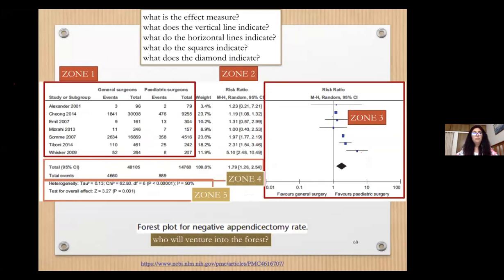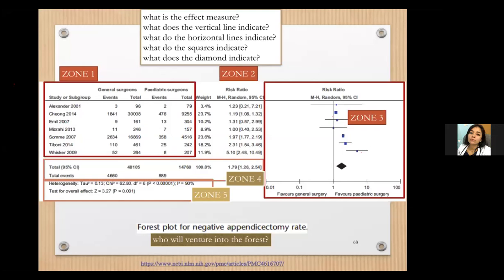So, anyone want to comment on the zones here? Zone 1, zone 2, what are these? I've just marked them as zones so that the printout has a lot of information and nothing is missed. So what does zone 1 tell us? This tells you the studies that you are analyzing in the meta-analysis, and you can see the proportions, the events for each of the studies.